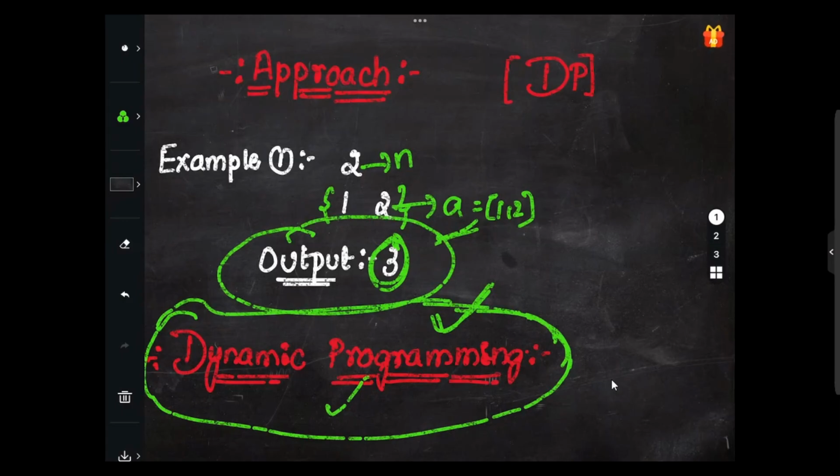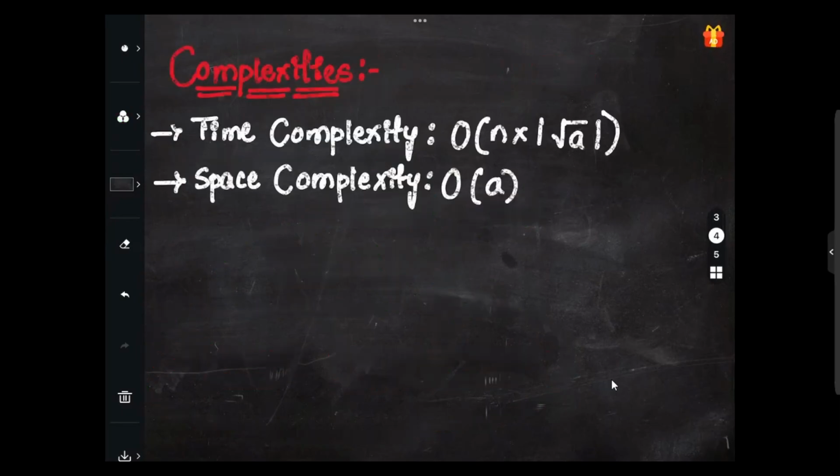Now as we are completely familiar with the approach, let's move on with the complexities part, right? What will be the time complexity here? The time complexity would be O of n into floor of square root of a. Floor of square root of a means we'll consider the real number. Suppose we get 3.17, we will be going with the output 3, right? We don't need the decimals, so that is the reason we are considering floor of a.